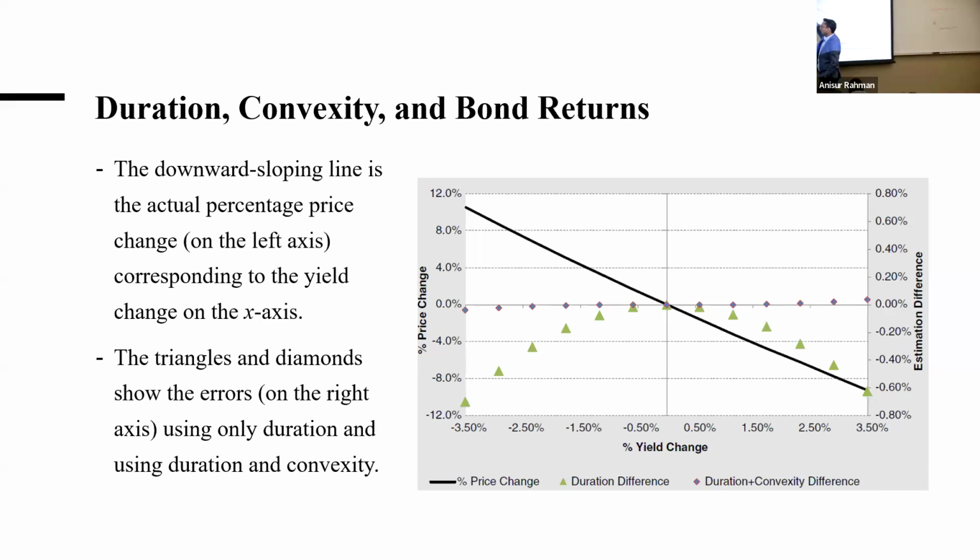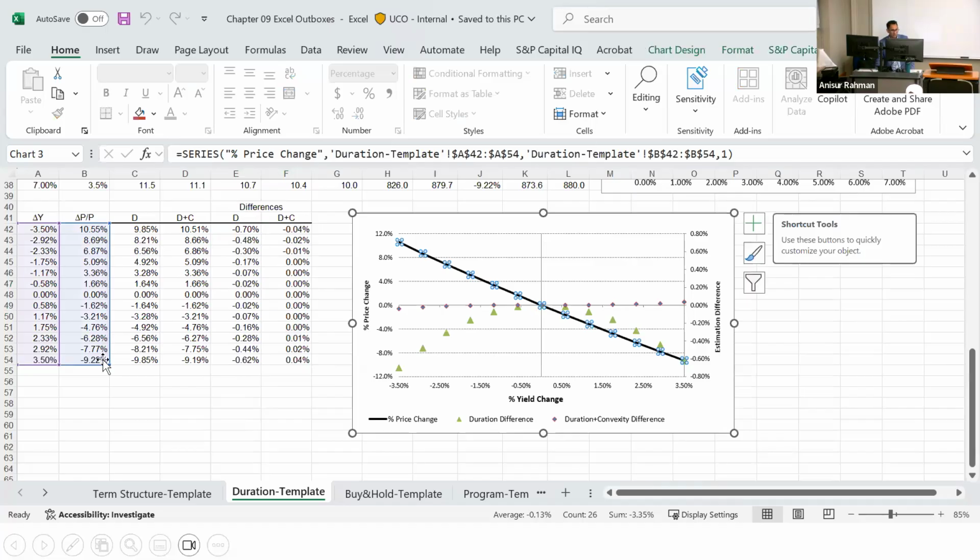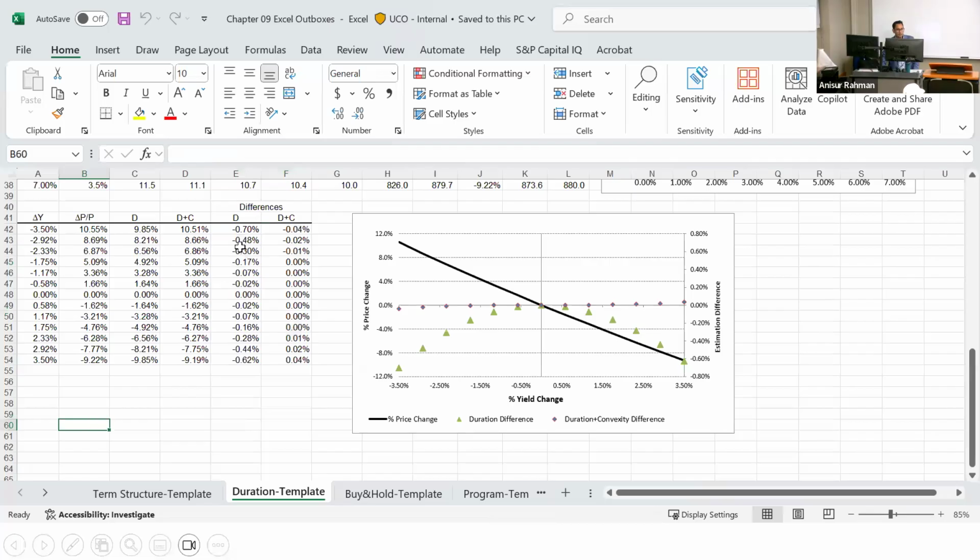So this line, this black line, maybe I can go to the Excel. So this black line is this, right? And this is plotted on the left y-axis. And this yield are this, right? Changes in yield. And these are the differences from actual price changes, right? We want this to be very close to 0, isn't that right? So that is what it is saying.